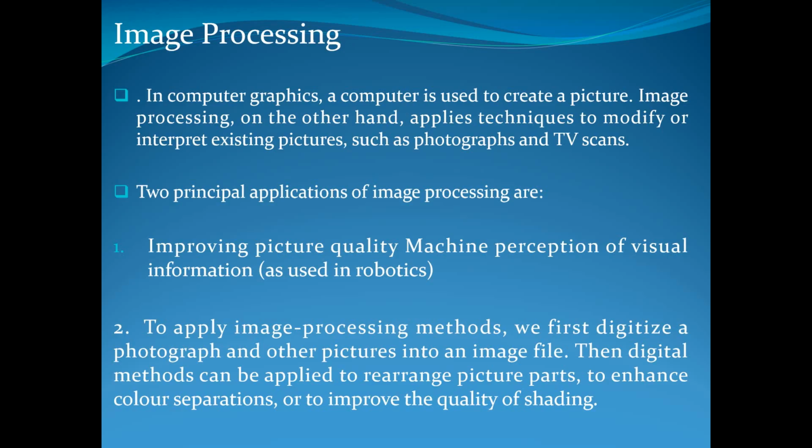To apply image processing methods, first we digitize a photograph or other picture into an image file. Then digital methods can be applied to rearrange picture parts, to enhance color separations or to improve the quality of shading. These techniques are mainly used in commercial art applications that involve retouching and rearranging sections of photographs and other artwork.